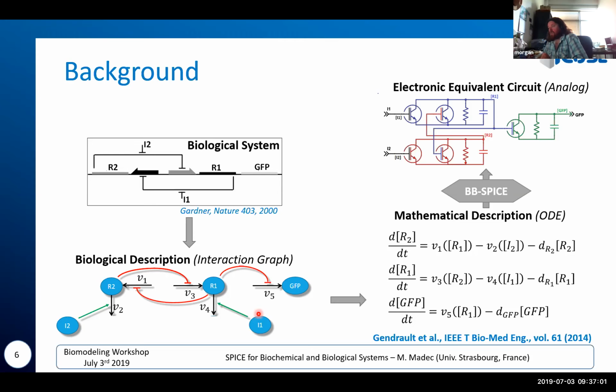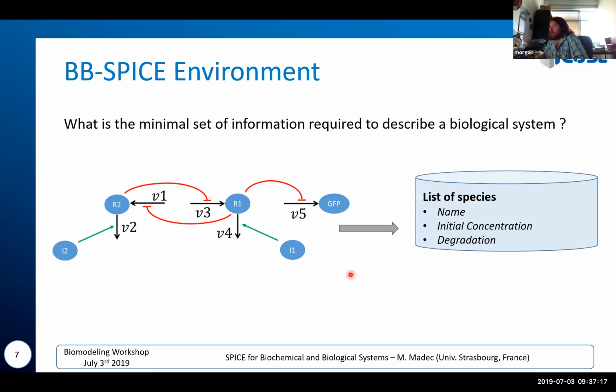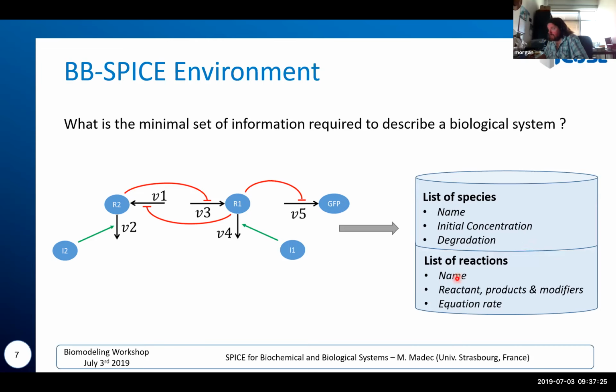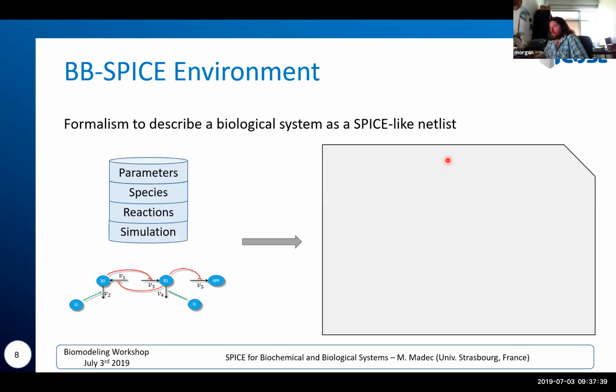So now we need a way to describe the interaction graph. So that's the second point. The question is, what is the minimal set of information required to describe this system? And that's something you may know too. You need the list of the species, and for each species, the name, the initial concentration, and the degradation rate. You need a list of the reactions with, for each reaction, a reaction rate, the reactants, the products, etc., etc. You need some simulation directives, what you want to simulate, what are the conditions, and you need a list of parameters.